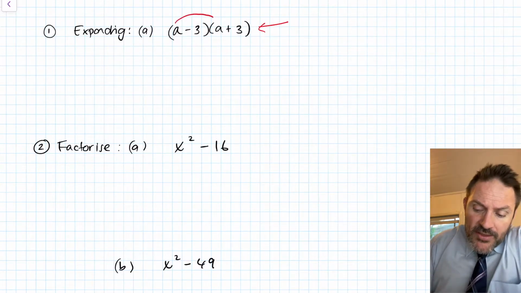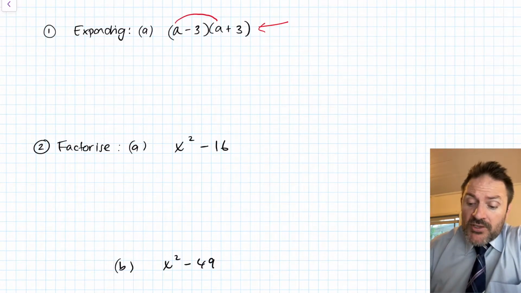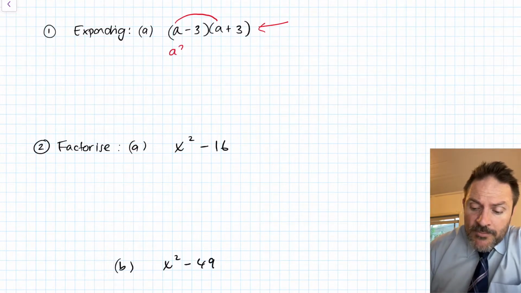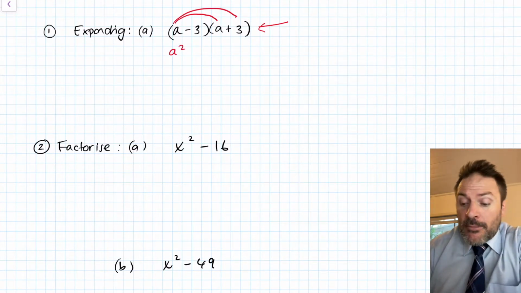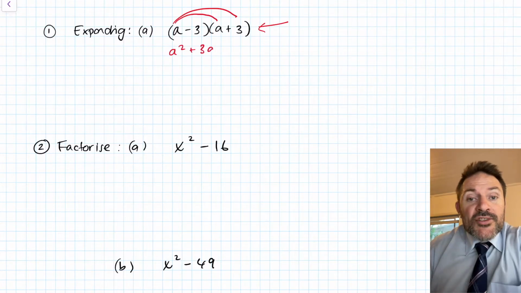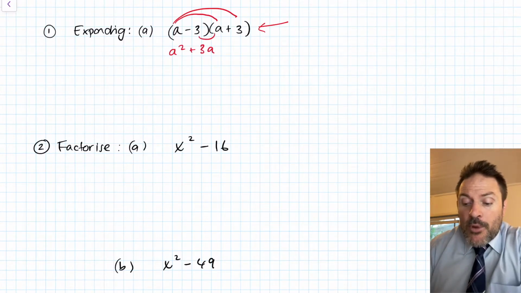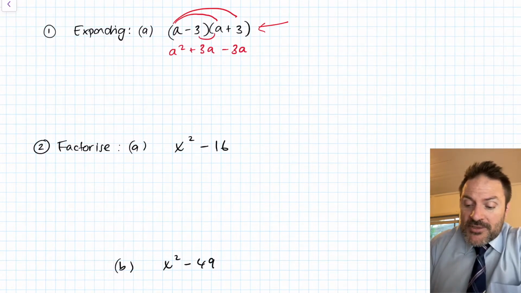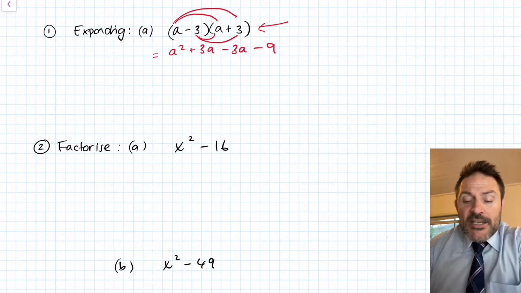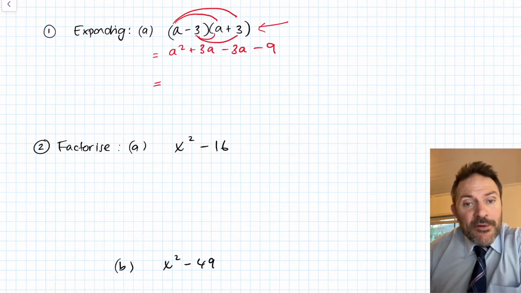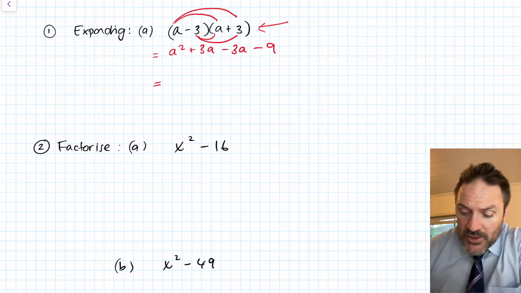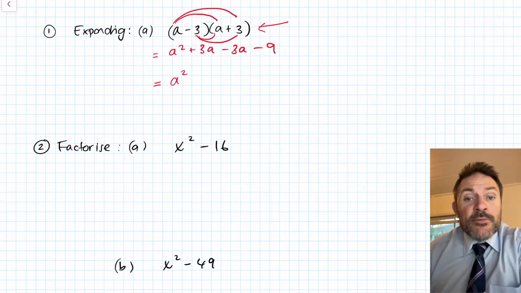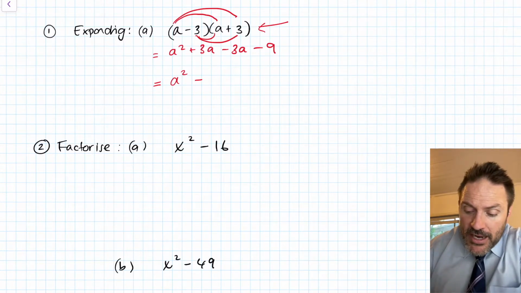So we're going to look at expanding binomial products, where we're going to times the two a's together to make the a squared. We're going to times the a and the 3 together to make the 3a. We're going to times the minus 3 and the a together to make minus 3a. And we're going to times the minus 3 and the positive 3 to make a minus 9. Now, of course, whenever we're expanding binomial products, we want to simplify if we can, and we can, because you'll notice that the terms in the middle will cancel. 3a minus 3a is 0, leaving me with a squared minus 9.